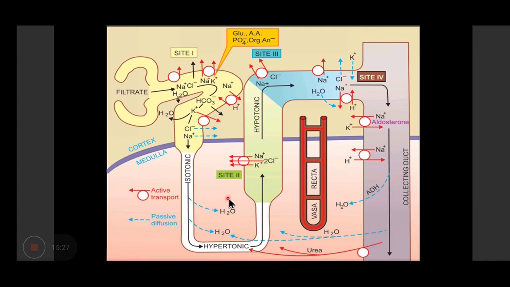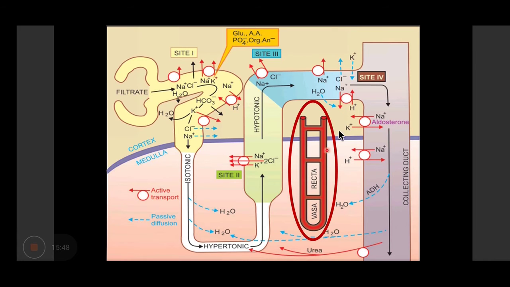जितना यहाँ osmotically powerful रहेगा pressure, उतना water यहाँ से conserve हो जाएगा. Water will be able to come into the interstitium and not go into the urine. Okay, so that is the reason for this corticomedullary osmotic gradient.